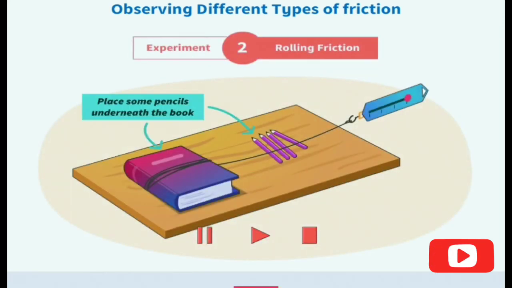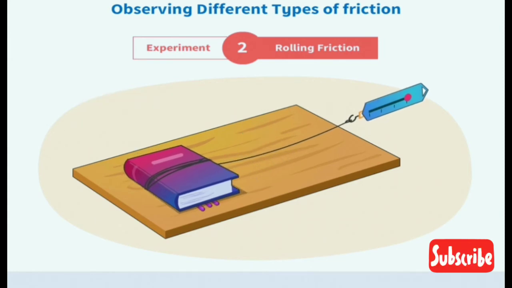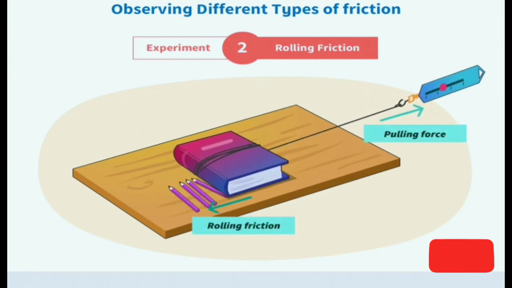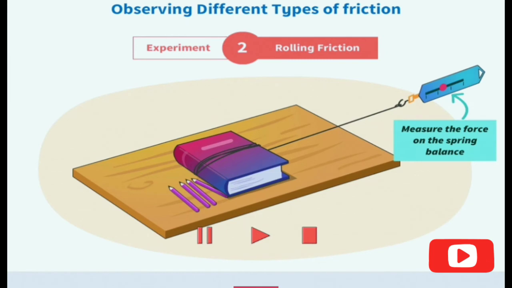1. Now, place some pencils underneath the book. 2. Pull the spring balance to drag the book. 3. Measure the force on the spring balance.